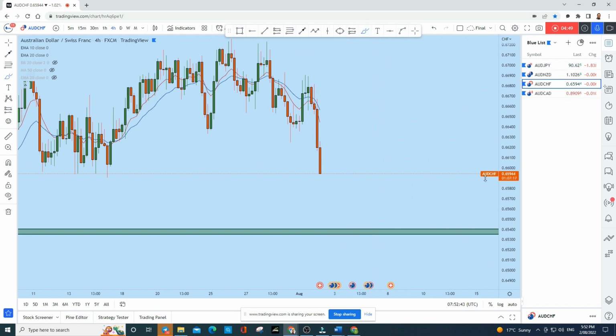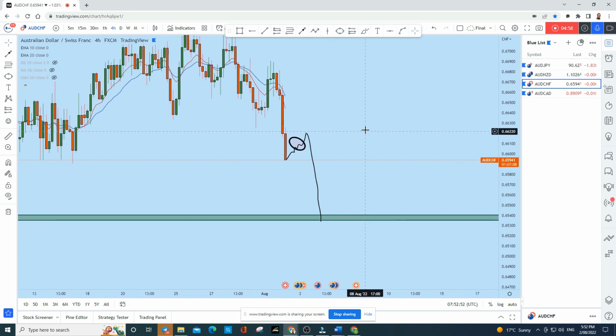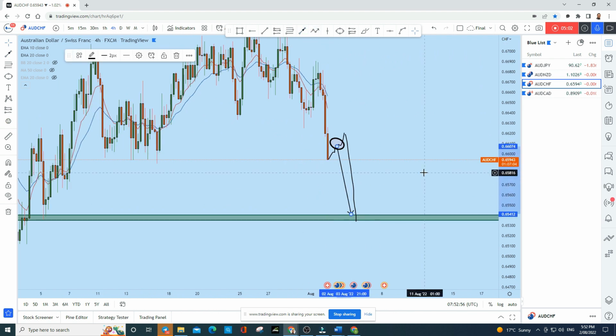Now what we'll be doing, on the closing of this candle, is wait for a slow retracement, and as soon as we find that price action that we are expecting, we'll consider going short on this one on retracement to the downside with a high risk to reward ratio. So this one is with AUDCHF.